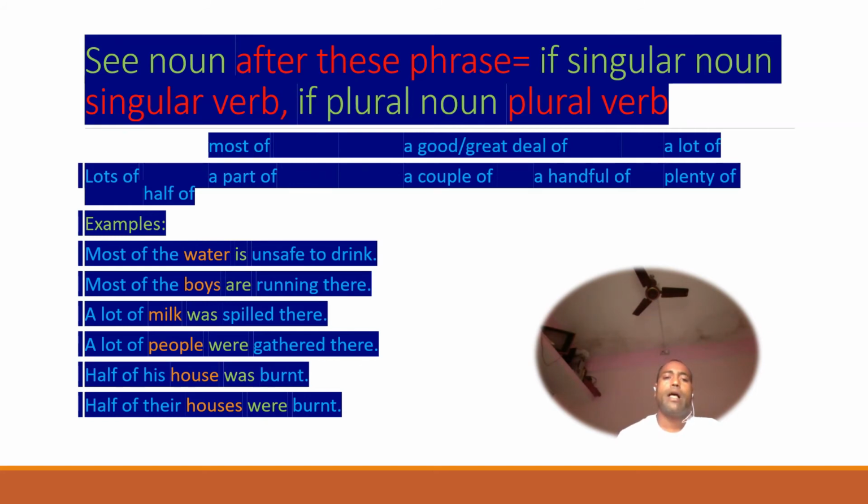Half of his house. His house, only one house, but it means was burnt. Half of their houses. Their means many houses were burnt here. So I think you are clear about this. After this phrase, whether the noun is singular or plural, we have to consider. If the noun is singular, we use singular verb. If the noun is plural, we use plural verb.